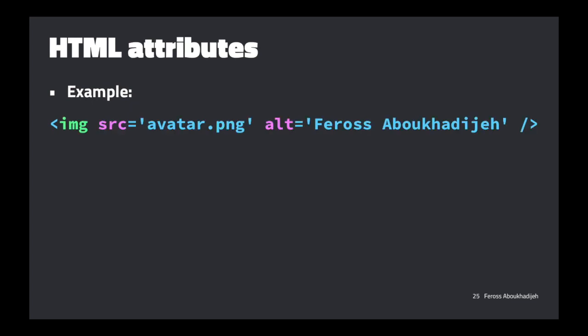HTML attributes. Attributes are these things, right? That's an attribute name, and that's an attribute value. This is an image with an avatar, and then this is alt text. This is text that shows up if the user is using a screen reader, or if the image doesn't load for some reason. This text may show up instead. Let's say that this text is untrusted. So what do we need to do to make it safe?